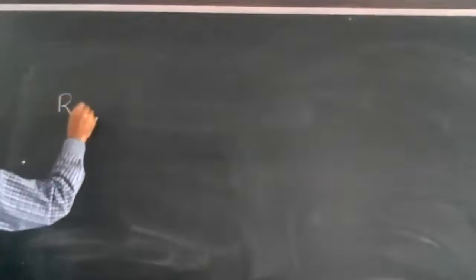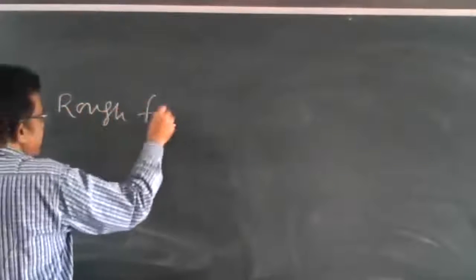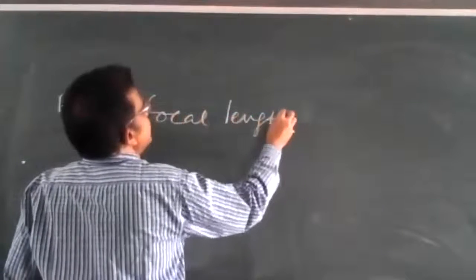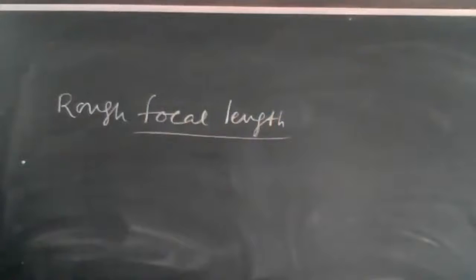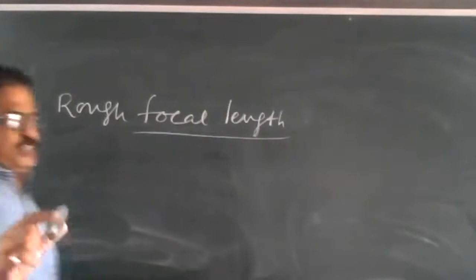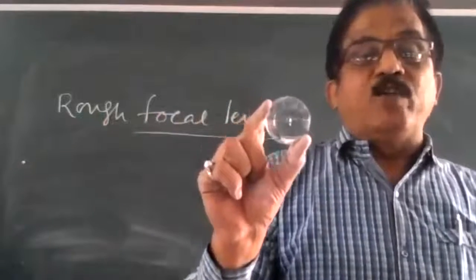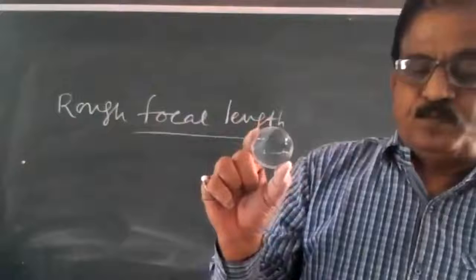One important thing I want to discuss here: determination of rough focal length of a convex lens. That is in our practical work also. Dear children, see that this is our convex lens. How can I find out the rough focal length of this lens?